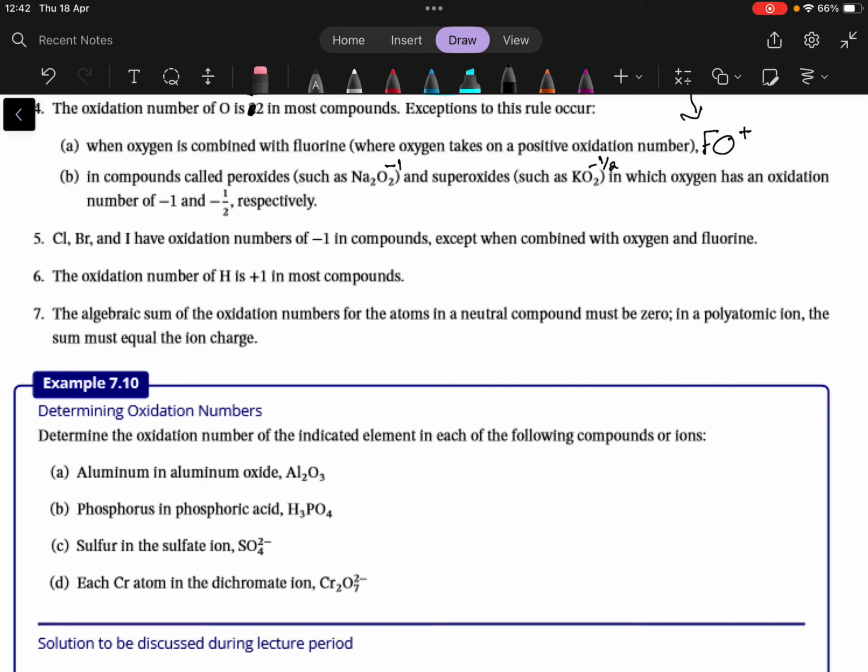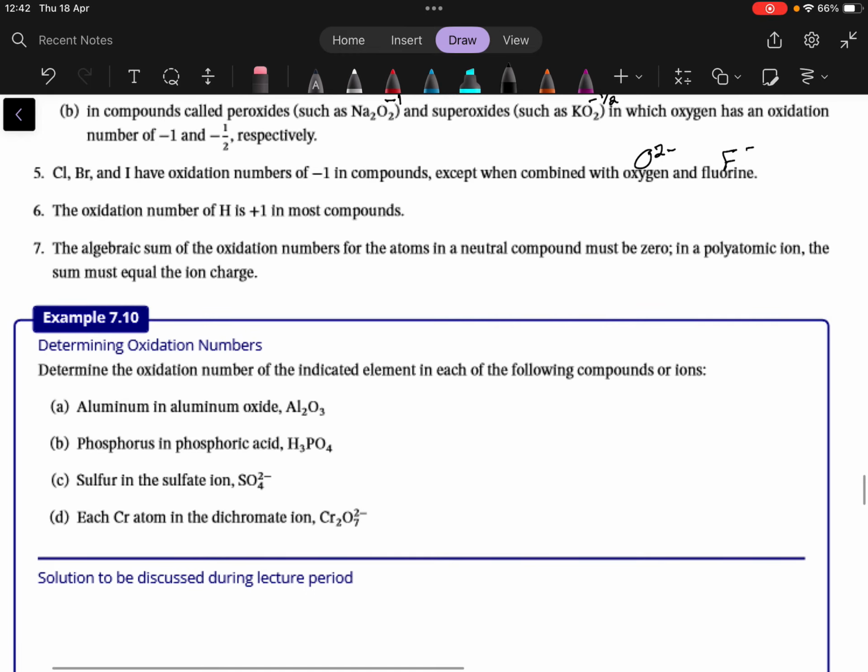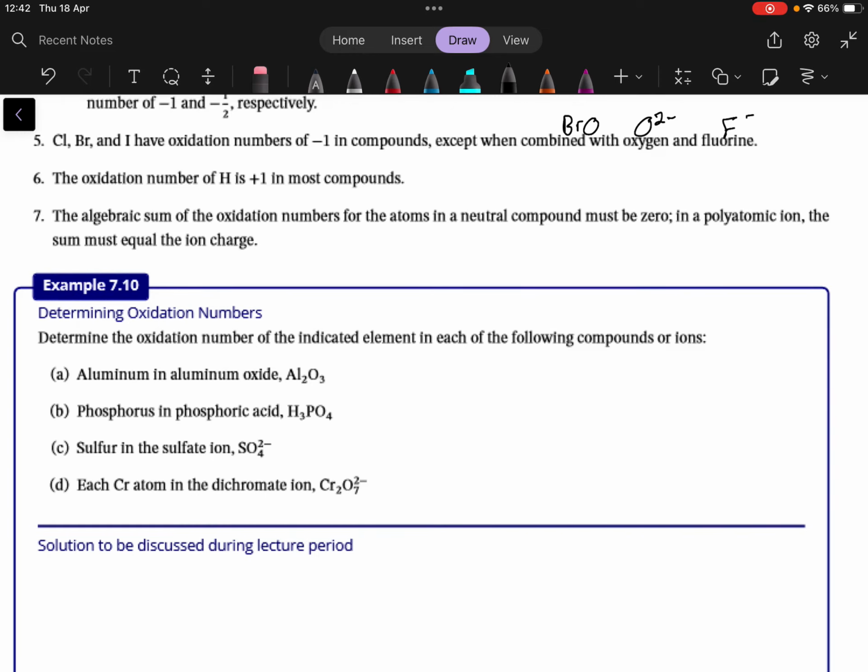Things like chlorine, bromine, iodine have oxidation numbers of -1 in compounds, except when combined with oxygen and fluorine. In this case, oxygen will dominate again and fluorine will dominate. So in other words, chlorine, bromine, and iodine are always -1, except when with oxygen and fluorine. Then you need to balance the oxygen. Hydrogen is +1 in most compounds, nearly all of them.